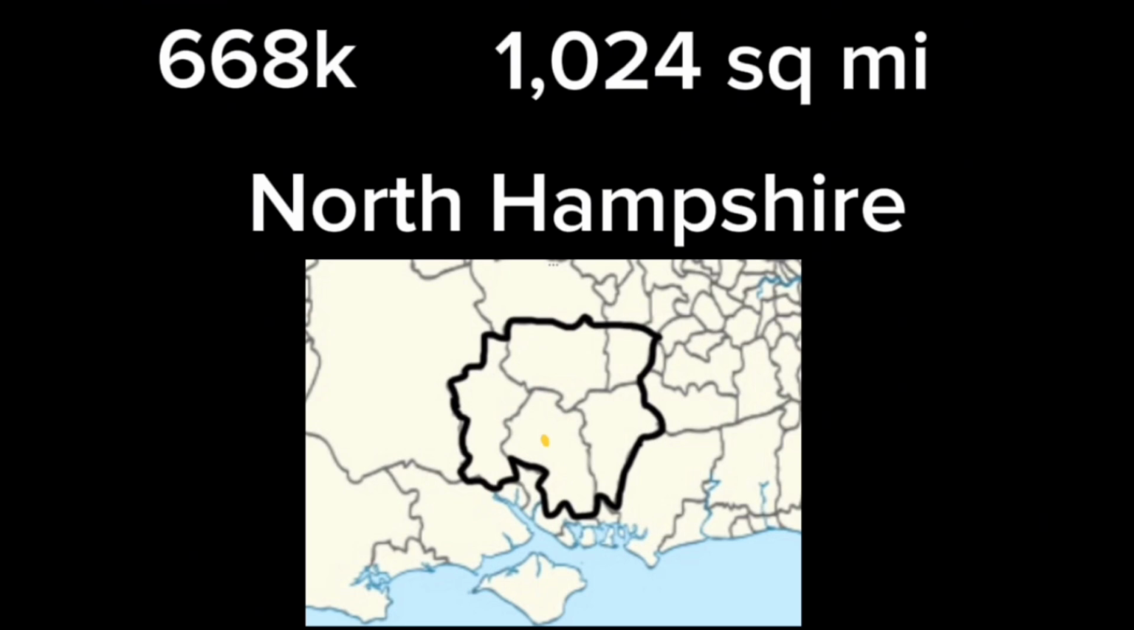I decided against putting this with Berkshire because I decided there was a lack of real historic or modern connection between the two, so I kept it separate. The largest urban area is Basingstoke, but Winchester is the capital due to its historical importance as a cathedral city and the capital of the Anglo-Saxon Kingdom of Wessex.